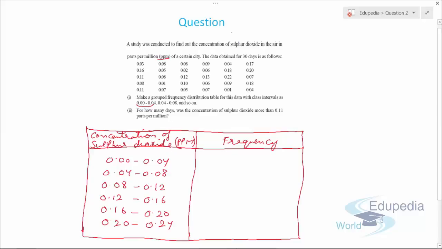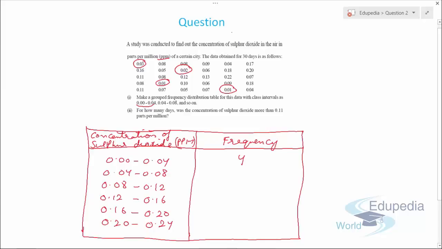Then we need to count how many values come between the classes, right? So again we can follow the same process. For the first class the value should be less than 0.04. So this can be 1, then we have 2, right? Then we can have 3, right? And this is 4. So we have 4 as a frequency for the first class, right?